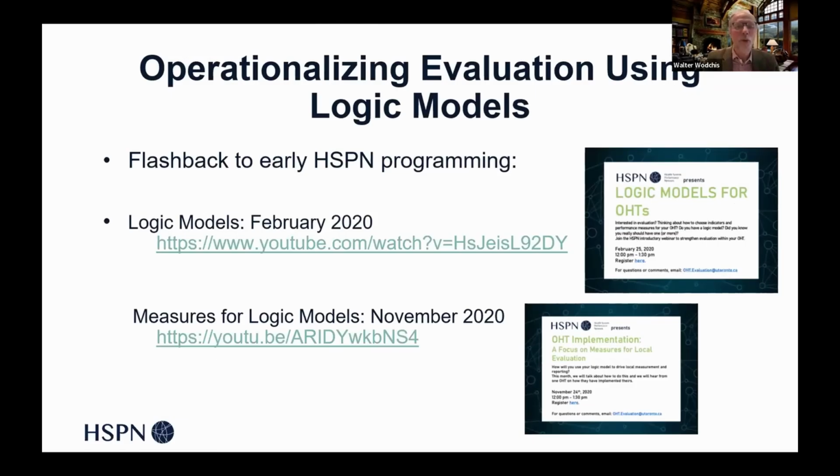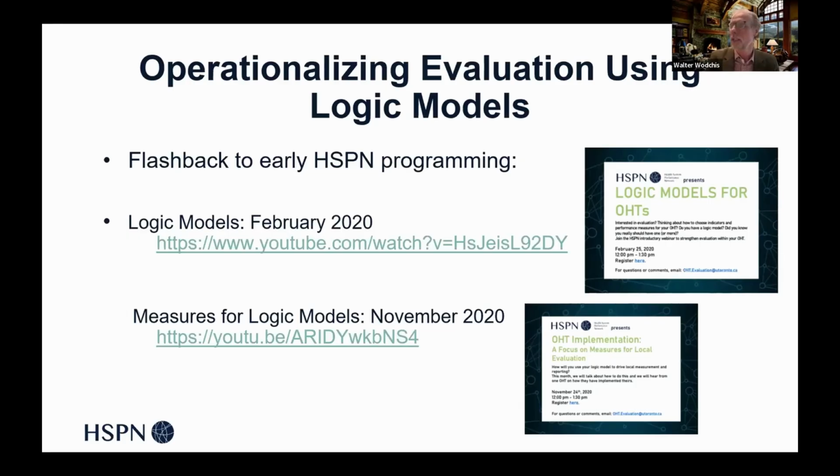Way back in February 2020, imagine OHTs were 3 months old from the first announcement that was made in November. We were talking about logic models for OHTs, early forms of evaluating these programs. We came back again in November of 2020, and this is what our invitations used to look like in those days. We've definitely evolved since then, but these are still quite valuable, and the resources I'm going to highlight that we put out then are still being used. In fact, we are still using the resources that we designed back in 2020 for some of this work now.